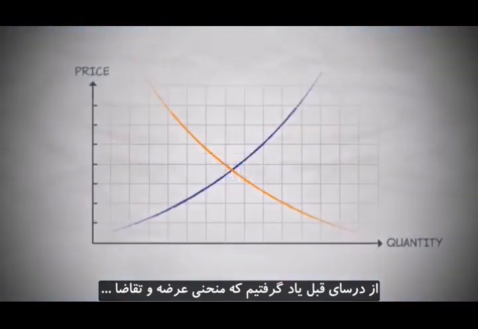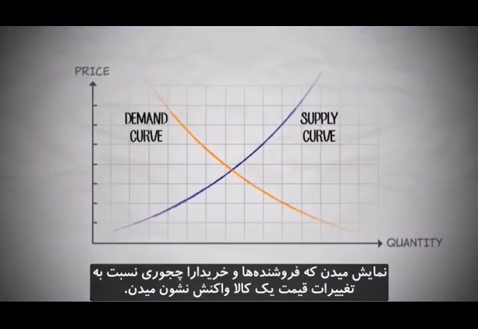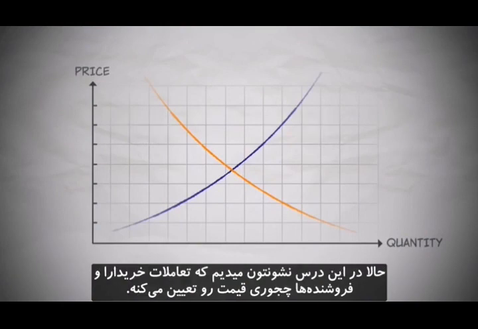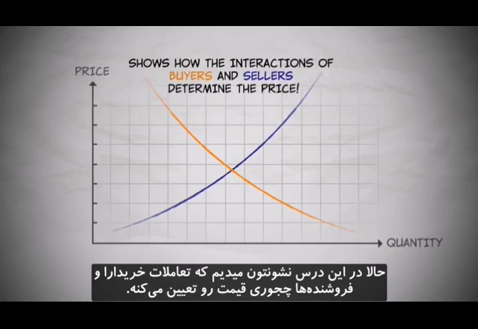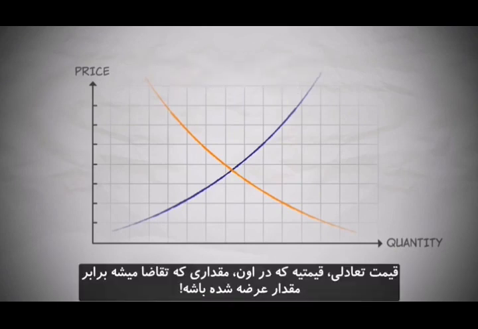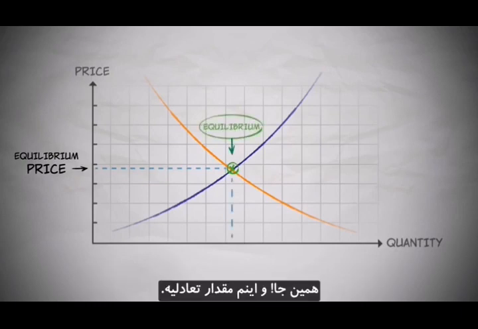We know from previous lessons that the demand curve and the supply curve show how buyers and sellers respectively respond to changes in the price of a good. In this lesson, we'll show you how the interactions of buyers and sellers determine the price. Let's start with the punchline. The equilibrium price is the price where the quantity demanded is equal to the quantity supplied, right here. And this is the equilibrium quantity.